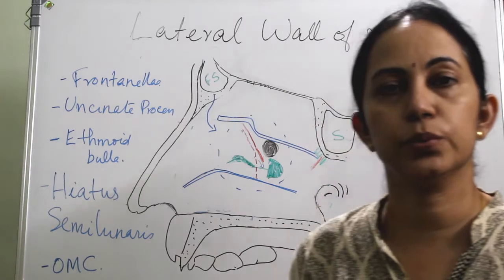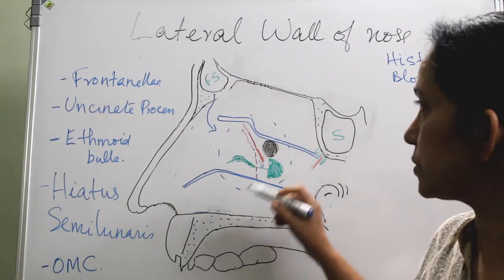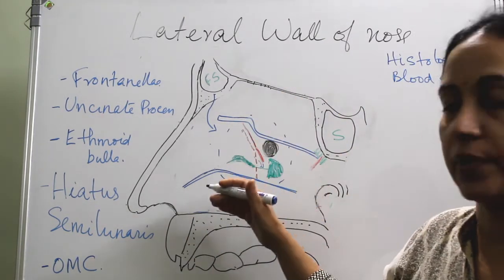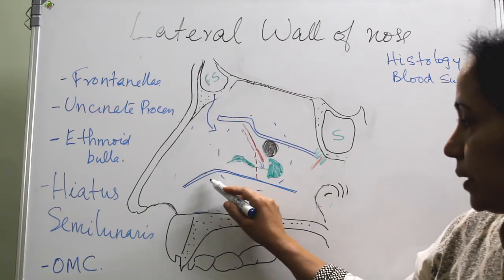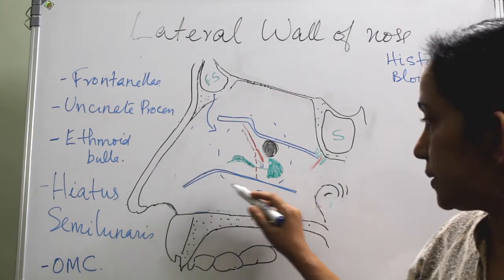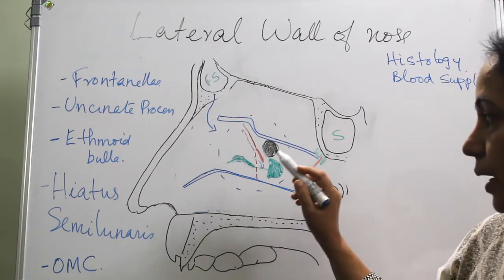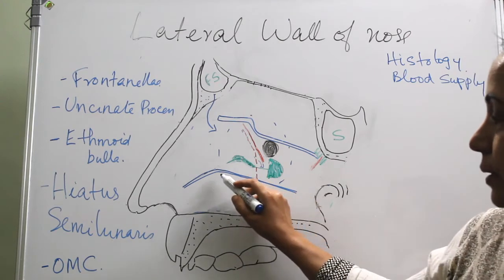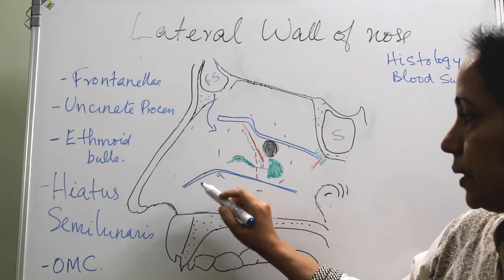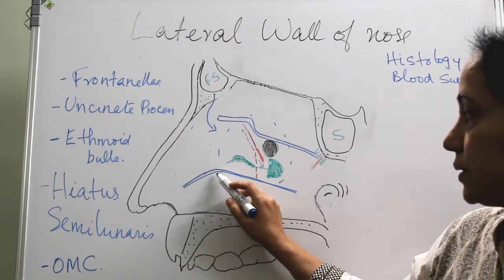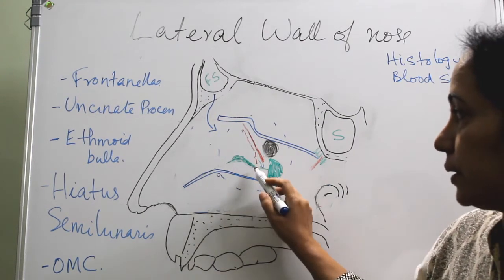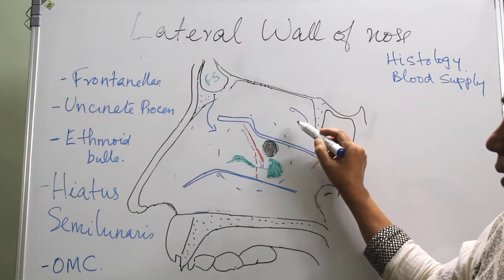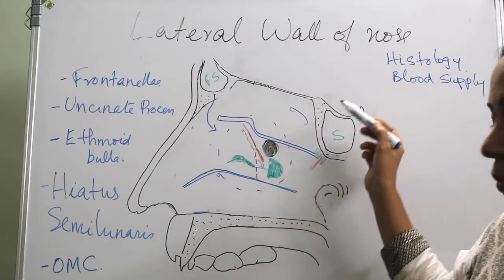To summarize the lateral wall of the nose, we have three turbinates: the superior, middle and inferior turbinate, the inferior turbinate being the largest of the three and also an independent bone. In the inferior meatus there is the opening of the nasolacrimal duct, just anterior to the junction of the anterior one-third and the posterior two-thirds.